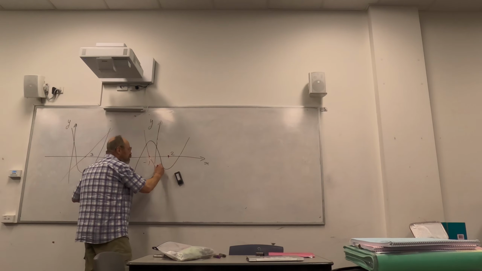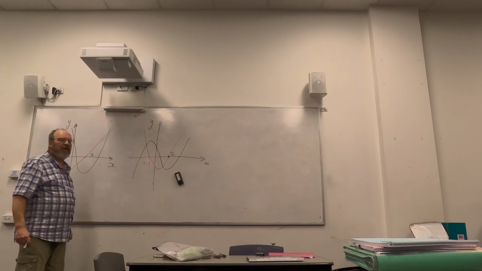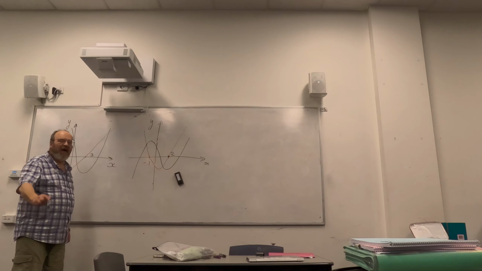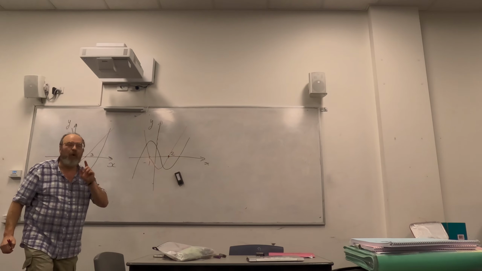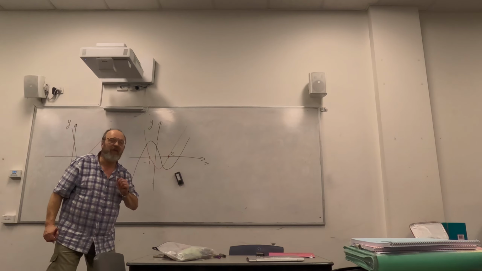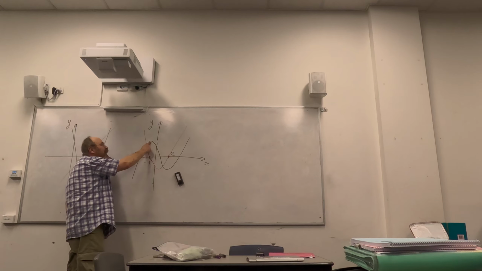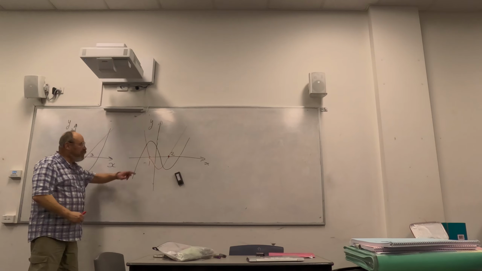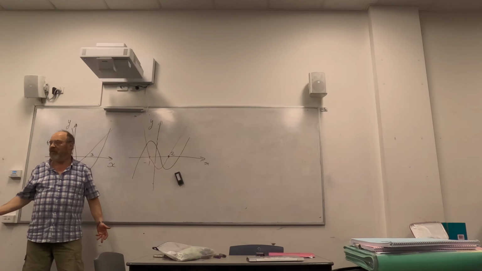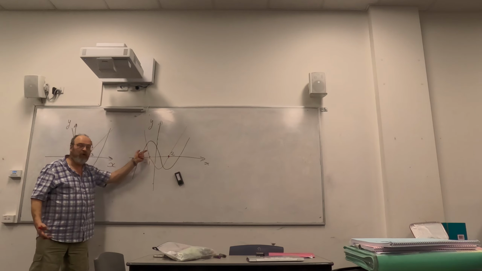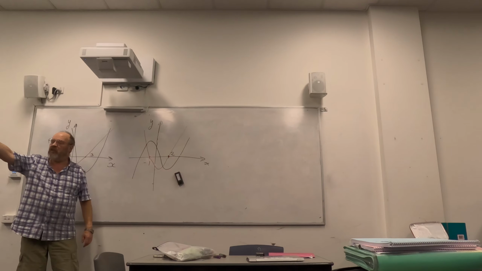Wait, but on the left side, the black line is increasing and the red line is decreasing. It doesn't matter whether it's increasing or decreasing in this case. We're just looking at whether the derivative is positive or negative. When the function is increasing up to this point, the derivative has to be positive. Here it has to become 0. How should it behave after? Going down.